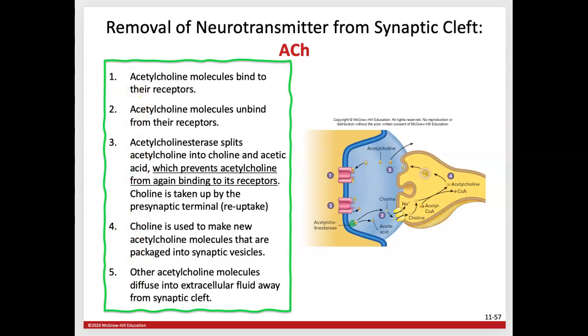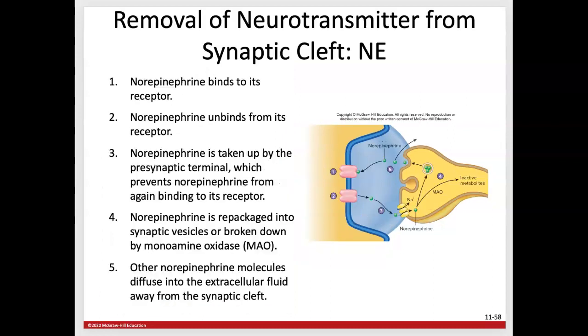Again, there's a couple different ways it happens, but this book is pretty concise on what it's telling you here. And then here is the removal of norepinephrine. Again, I'm not going to make a big distinction between acetylcholine removal and norepinephrine removal. If you know that, generally speaking, if it's broken down, those parts are recycled, or the entire neurotransmitter is recycled.